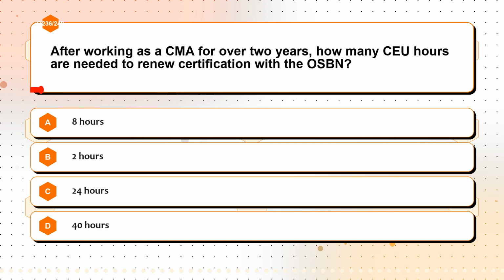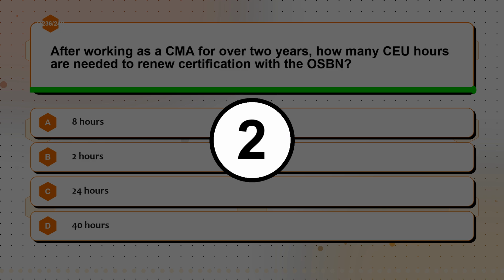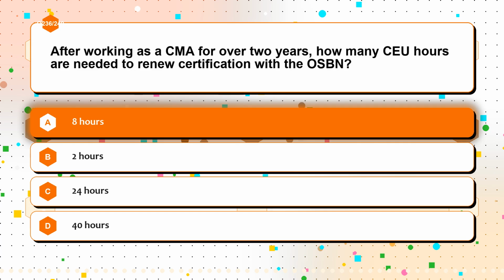Question 236. After working as a CMA for over 2 years, how many CEU hours are needed to renew certification with the OSPAN? Here are the options. Option A, 8 hours. Option B, 2 hours. Option C, 24 hours. Option D, 40 hours. The correct answer is option A, 8 hours.